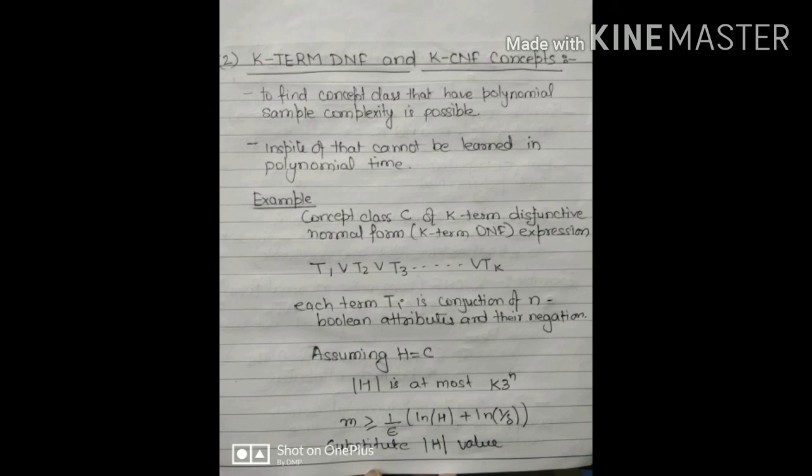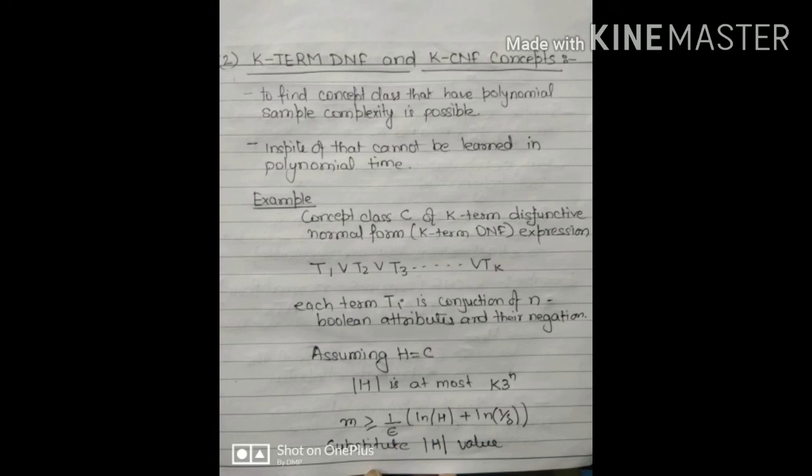Now let's take one more example of a class, which is k-term DNF and k-CNF concepts. It is possible to find a concept class that has polynomial sample complexity, but in spite of that cannot be learned in polynomial time. Basically it says that sample complexity is polynomially bounded, but it is not possible that the particular system is learned in polynomial time. Now to understand it in detail, let's take an example.